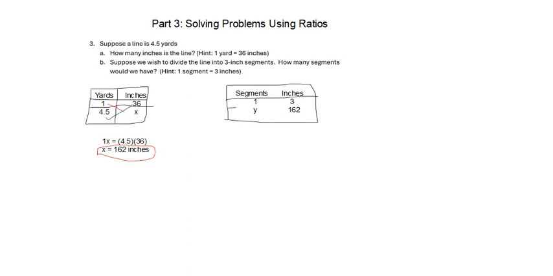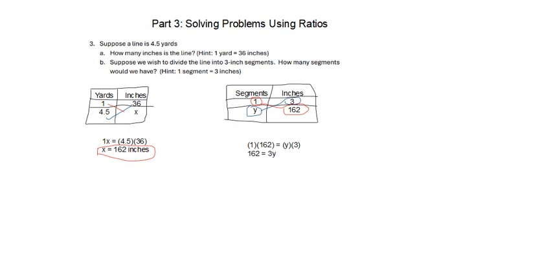Like this, and this, and this. And again, let's cross multiply. So for this, I will have 1 multiplied to 162, and then I would have y multiplied to 3. Let's see what that looks like. So 1 times 162 is equal to y times 3. All right, if we work that out, that's the same thing as saying 162 equals 3y.